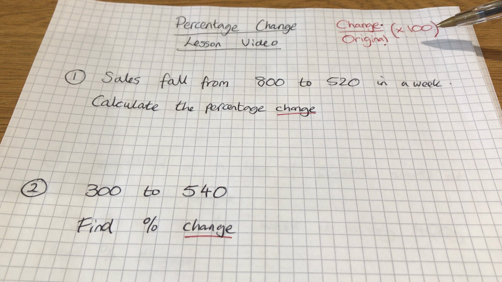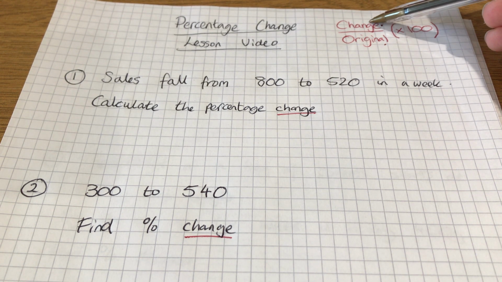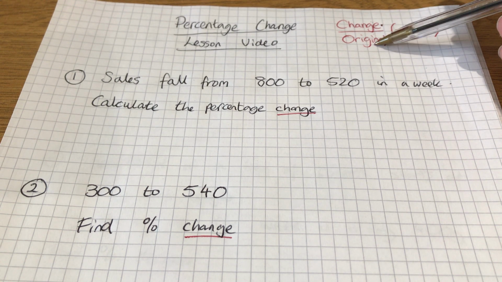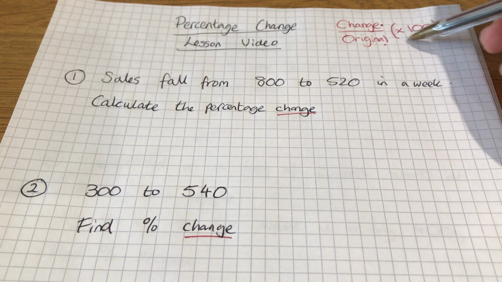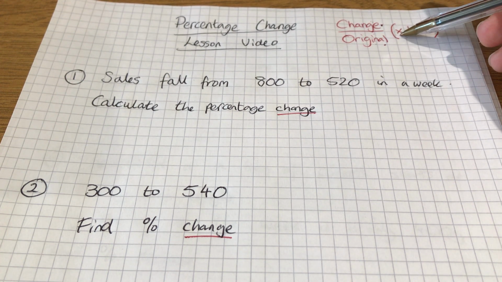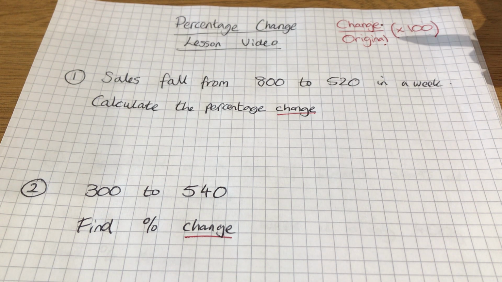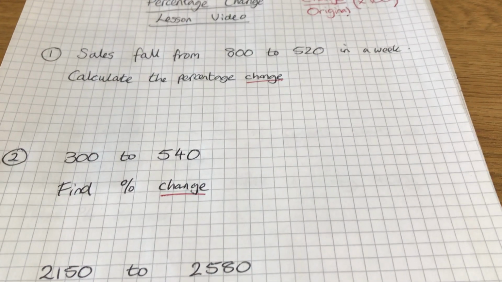But without a calculator, which I'm going to focus on now, what I would suggest you do is put the change in, divide it by the original, simplify that to a fraction, and then turn it into a percentage. Turning it into a percentage is the same as timesing by 100. When you change a fraction into a percentage, you times by 100 anyway. Right, without any further ado, let's begin.